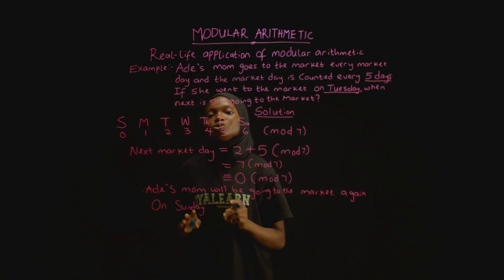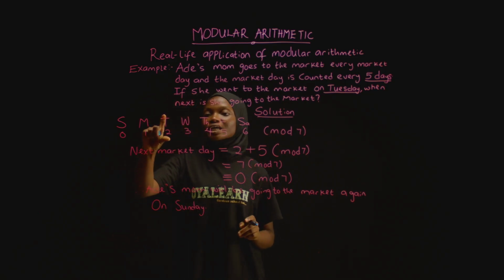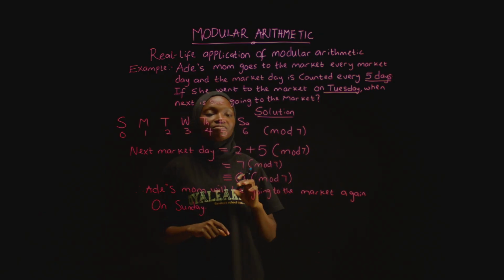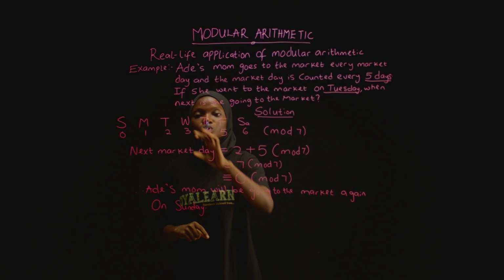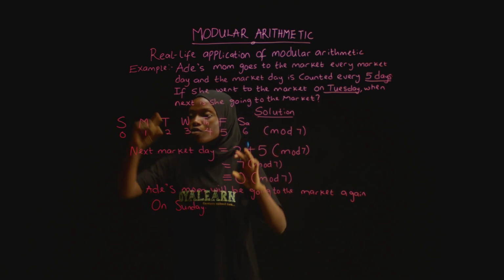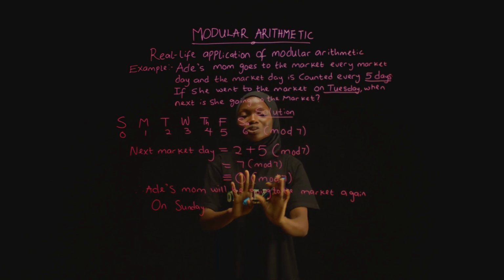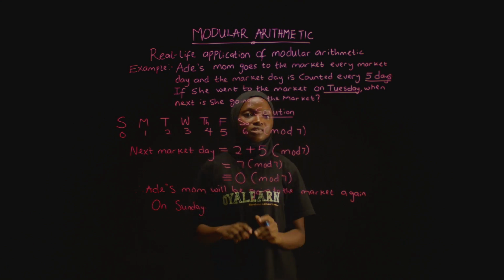But if you want to check using your calendar, she went to the market on Tuesday, and every market day is 5 days. We want to find out the next market day, so we count 1, 2, 3, 4, 5, on Sunday, and we'll be able to solve it the same way using modular arithmetic. Thank you.